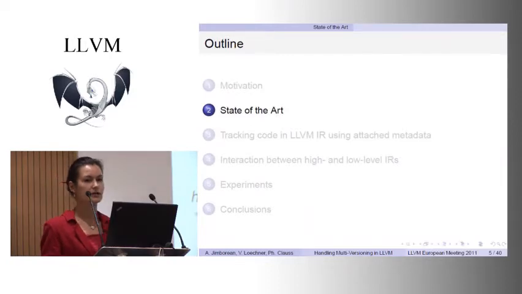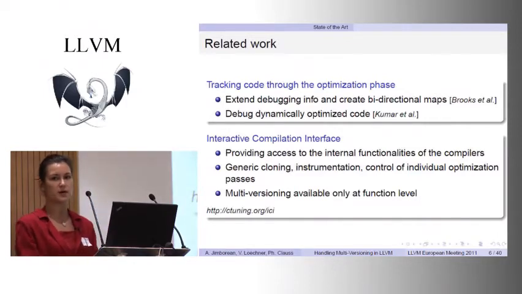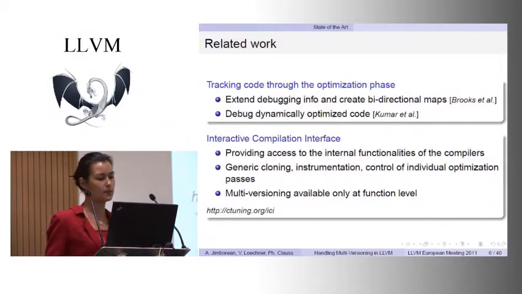We start with code tracking. This is mostly similar to debuggers, because they have to track code after optimizations, and this is actually very difficult. One approach was taken by Brooks et al., who extend the debugging information and then create a map between the source code and the code obtained after optimizations. Another idea was given by Kumar et al., who take an extra challenge by debugging dynamically optimized code. In this case, it is really difficult to distinguish which one is the optimizer and which one is the optimized code. But there are approaches in this direction.